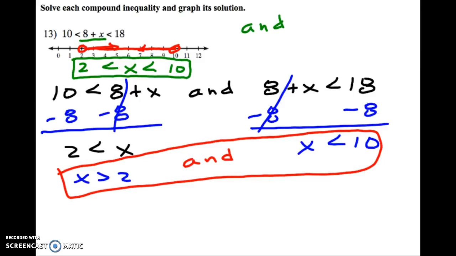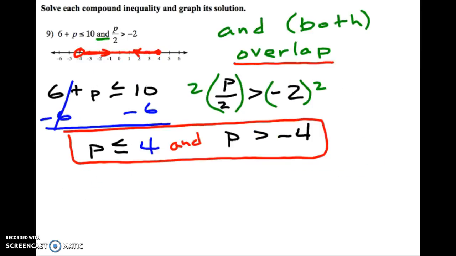If we hop back to number 9, we can take a look at this and say that our p is between the -4 and the +4.